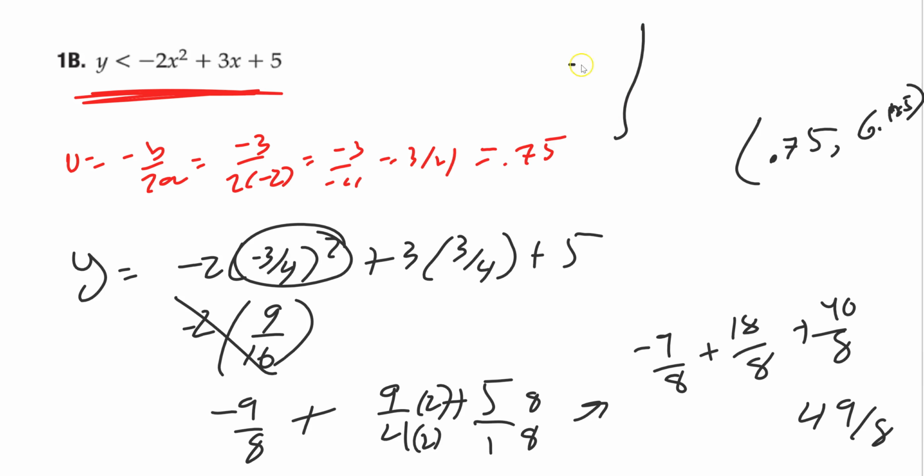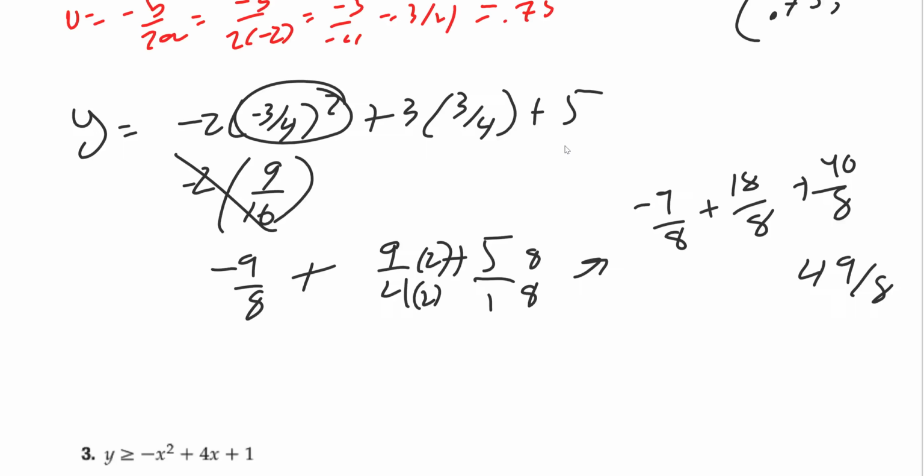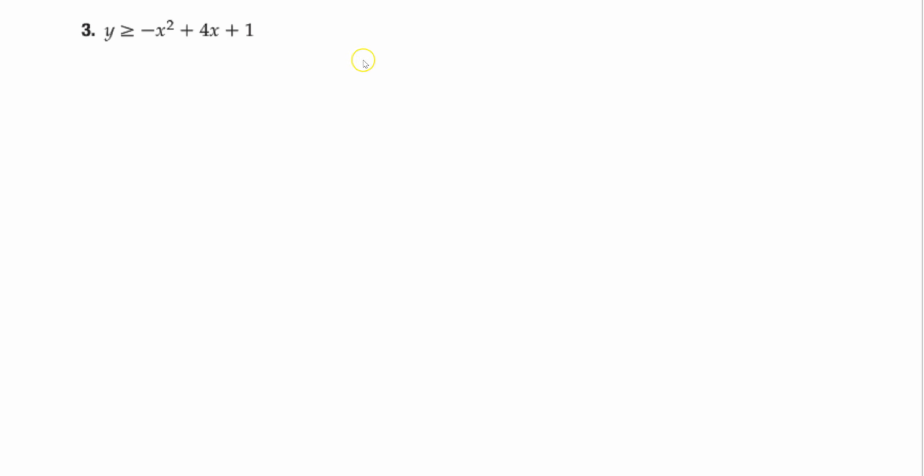Anyway, let's graph that. So it's at 0.75 and 6. So it's something like this. Notice it's a negative, so it's opening down, and it's dotted. Proper notation, less than means below. So below the vertex, right here. So we get that. Next one, let's do the last one of these and then move on.